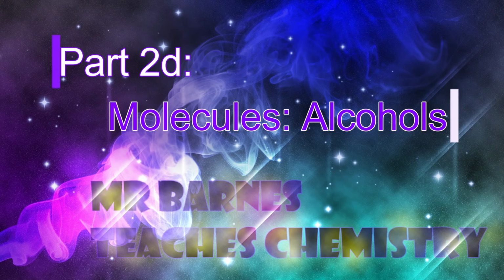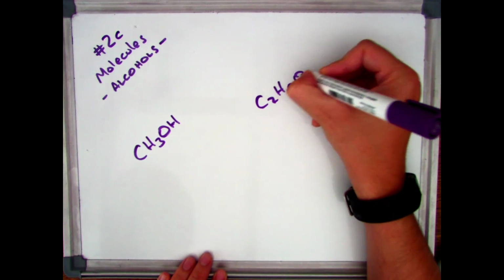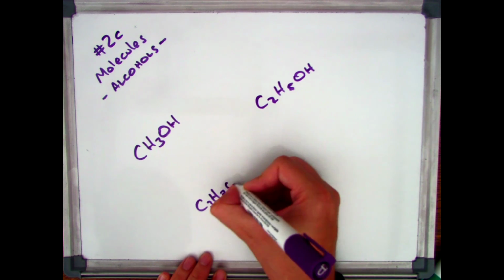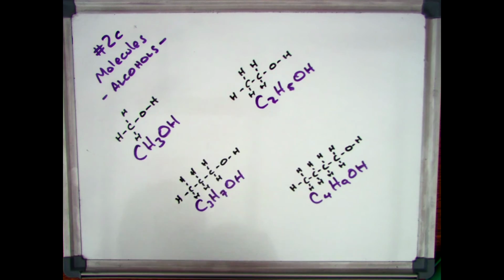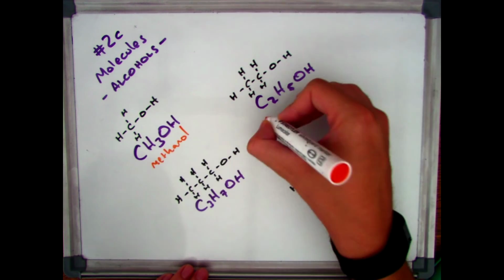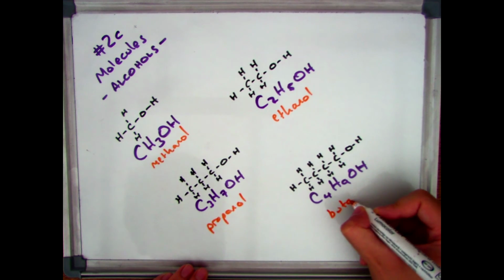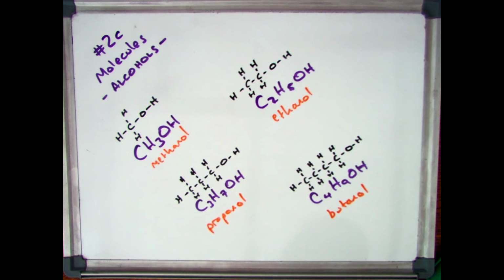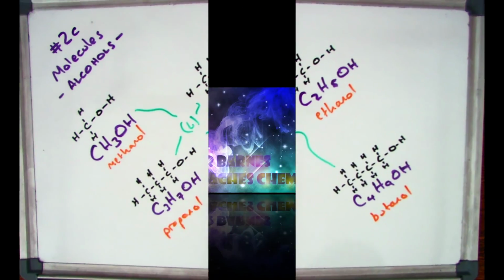The next group of molecules you need to know are the alcohol groups. We have CH3OH, C2H5OH, C3H7OH, and C4H9OH. CH3OH is methanol, C2H5OH is ethanol, C3H7OH is propanol, and butanol is C4H9OH. All of these are liquids at room temperature.